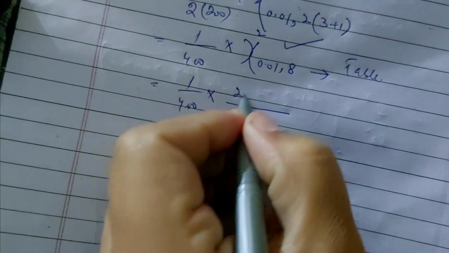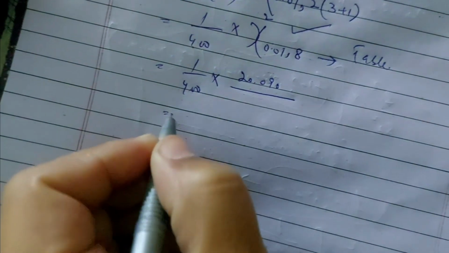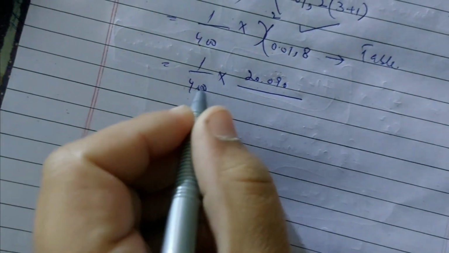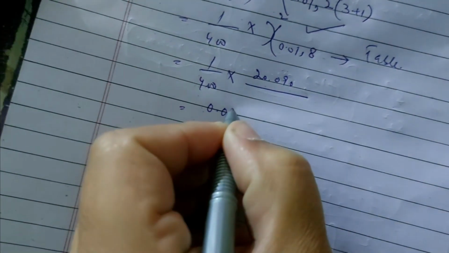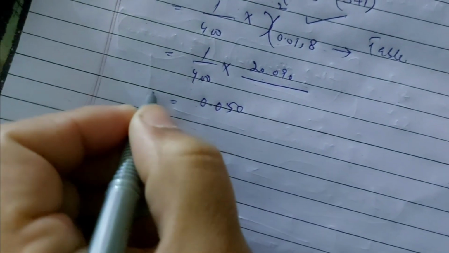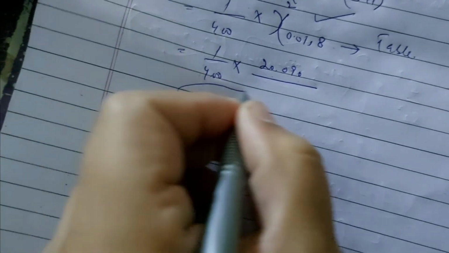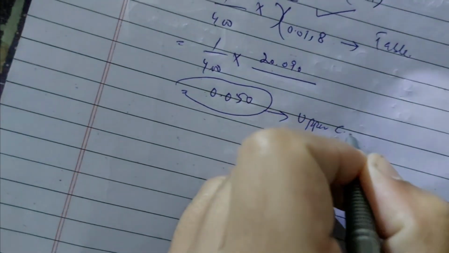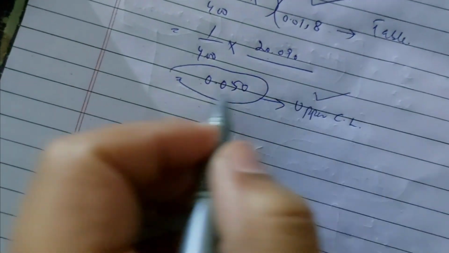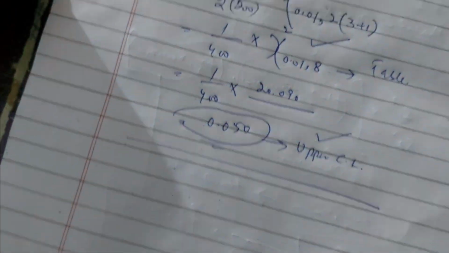So I will put this value, 20.090. When we divide 20.090 by 400, we get the value of 0.050. This is the upper control limit for the confidence interval hence found.